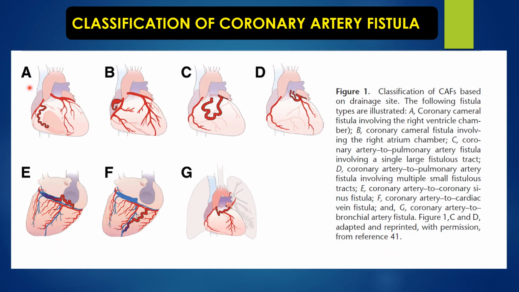So this is a pictorial representation. Here we are able to see there's a coronary artery fistula which originates from the right coronary artery and drains into the right ventricle. Here we are able to see it is originating from the right coronary, entering the right atrium. Here it is going and joining the pulmonary artery, and here it is going and joining the coronary sinus. Here it is going and joining the middle cardiac vein. Here it is going and joining the bronchial artery.